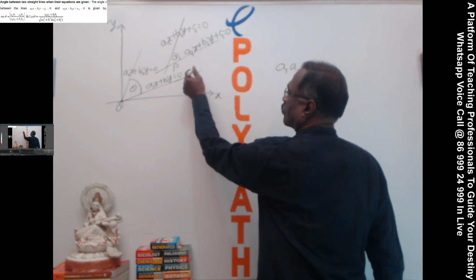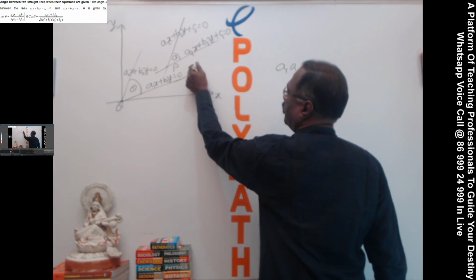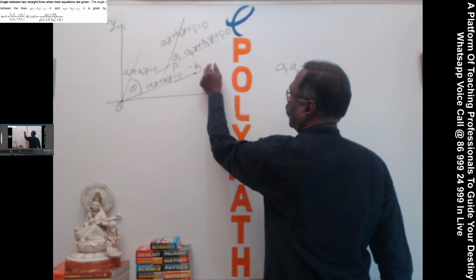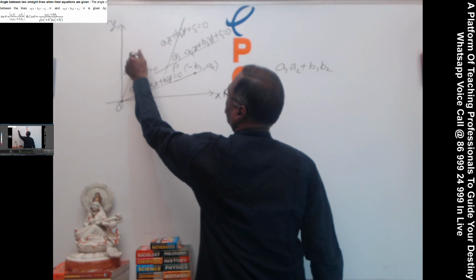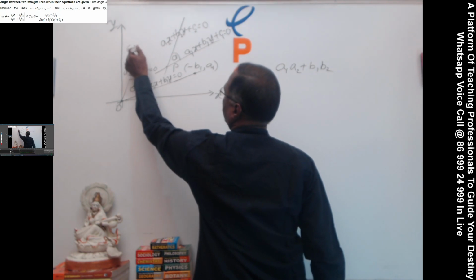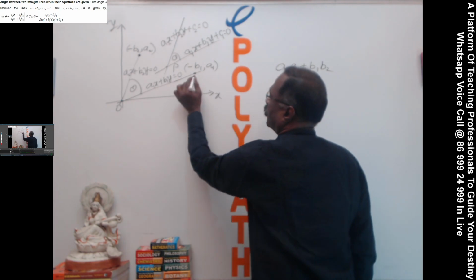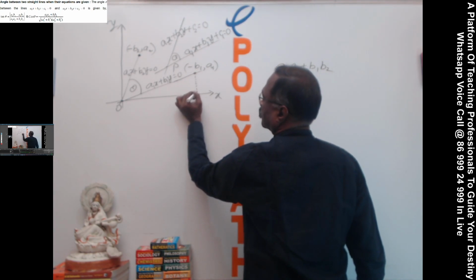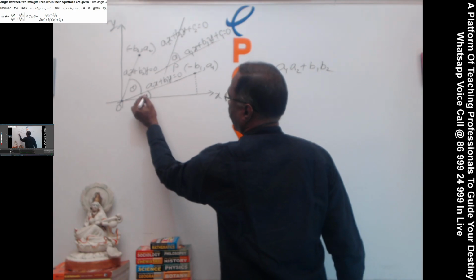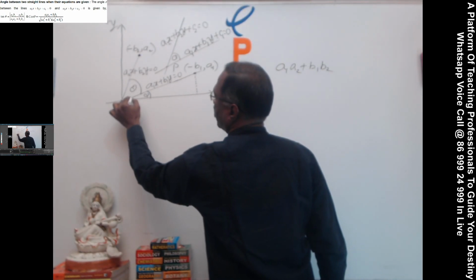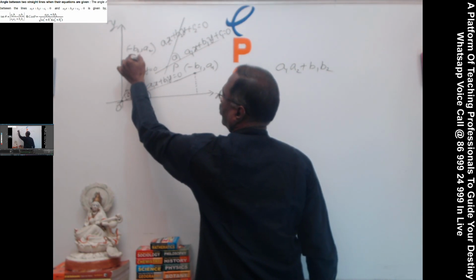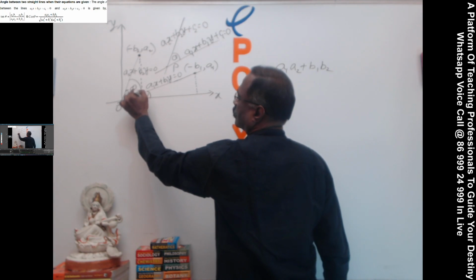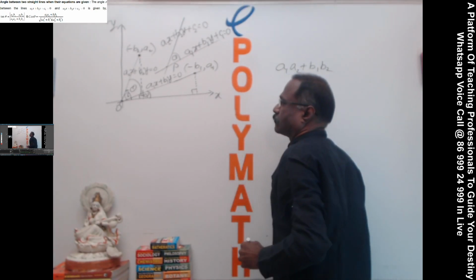Now consider a point on this line, minus b1 comma a1, or b1 comma minus a1, whatever. Similarly, consider another point here, minus b2 comma a2. Drop a perpendicular, and let this be alpha and let this be beta. Now drop a perpendicular here also. This is 90, this is 90.